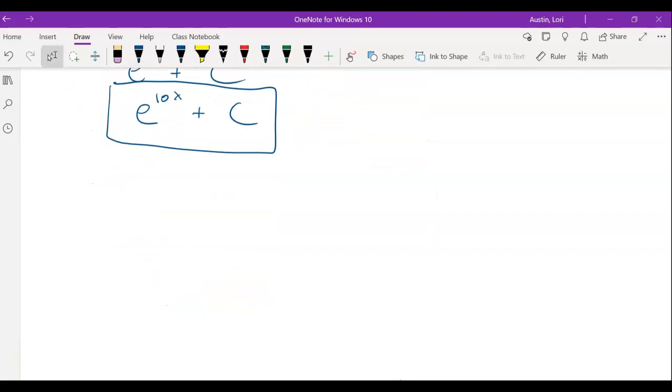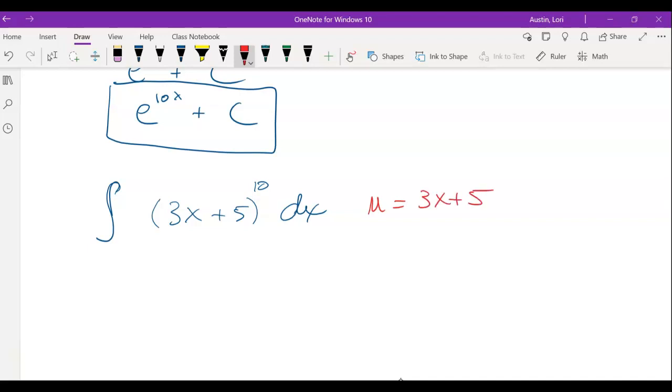So what happens if it's not there? Integral of 3x plus 5 to the 10th dx. I'm going to ask you again, what's the inner function? 3x plus 5 is your inner function. What's the derivative of that inner function? So you look for it. There's your u. Do you have a 3dx?